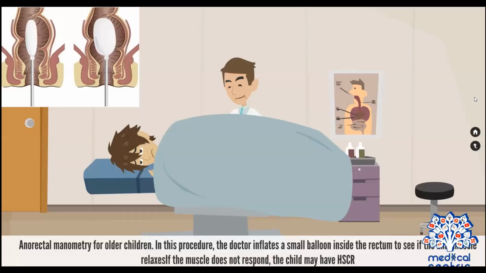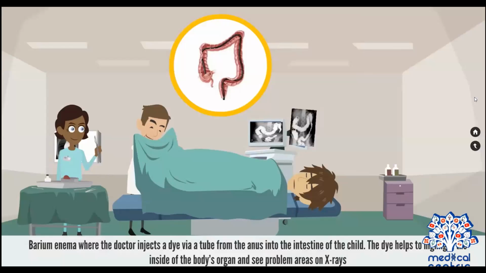Anorectal manometry for older children. In this procedure, the doctor inflates a small balloon inside the rectum to see if the anal muscle relaxes. If the muscle does not respond, the child may have HSCR. Barium enema, where the doctor injects a dye via a tube from the anus into the intestine of the child. The dye helps to highlight the inside of the body's organ and see problem areas on X-rays.